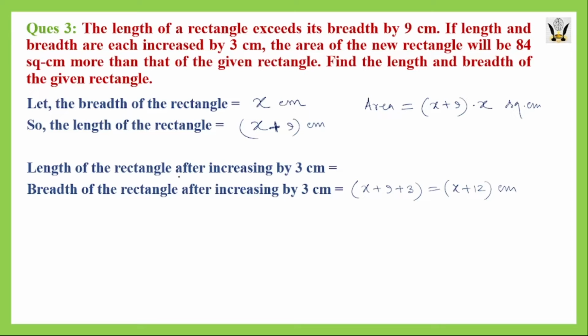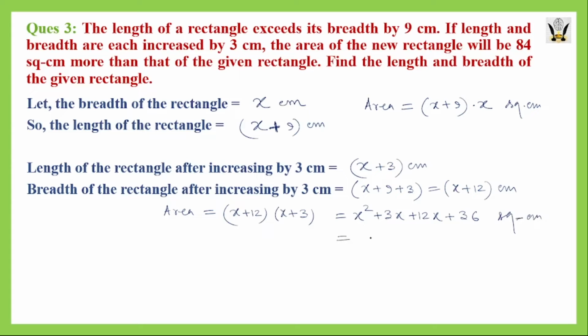That means the length of the rectangle will now be x plus 12 centimeter. And the breadth will again be increased by 3 centimeter. Initially it was x, so it will be x plus 3 centimeter. Now what will be the area? The new area of that rectangle will be x plus 12 length and x plus 3 breadth. If we simplify this, it will be x square, then 3x, then 12x, and then 3 12s are 36, and this much square centimeter since it is area.